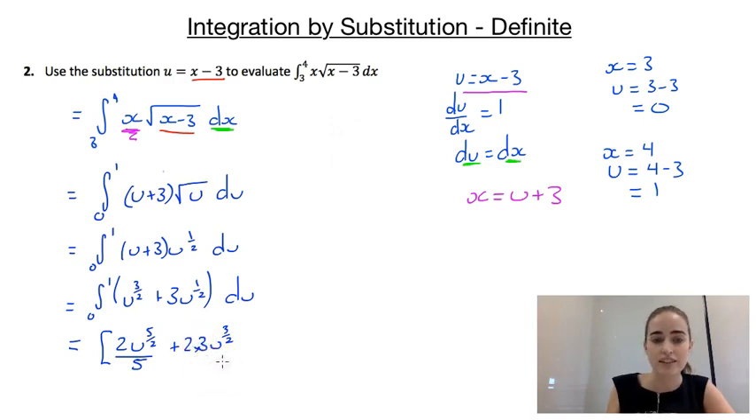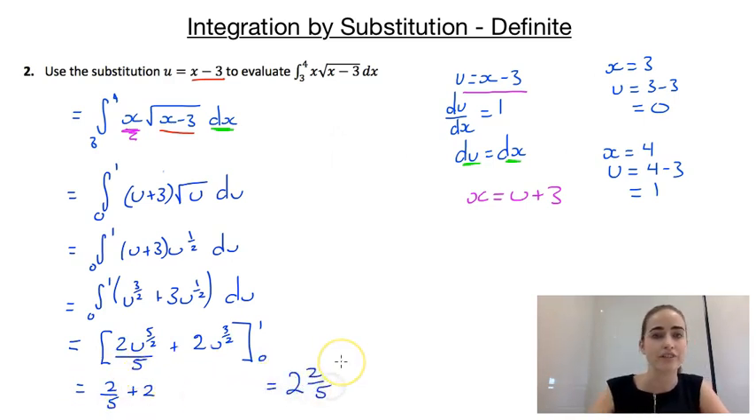So what I can write instead, if I take the shortcut, is just 2. And then we're going between 1 and 0. So when I substitute in, I'd have 2/5, substituting 1 in here, plus 2. And if I substitute 0 in, I'm going to get 0 for both. So that's my answer, and I can simplify that just to 2 and 2/5.